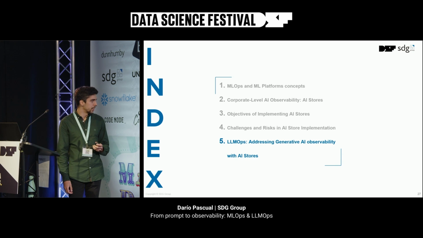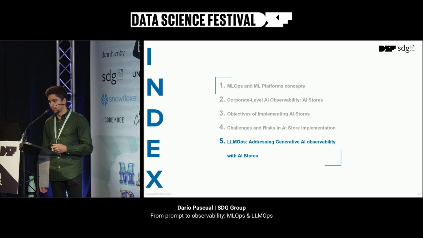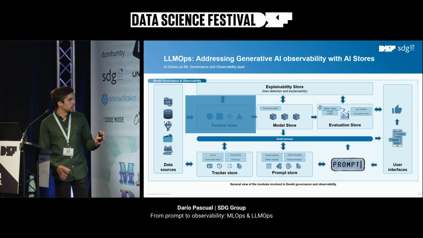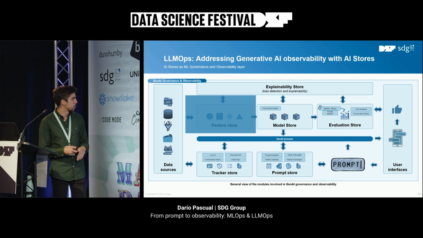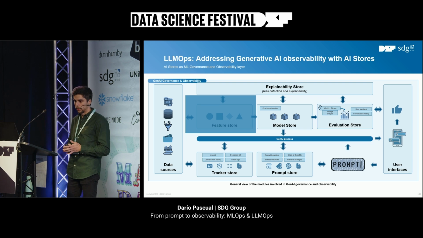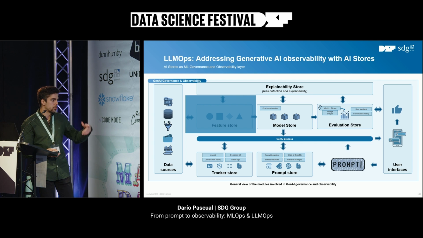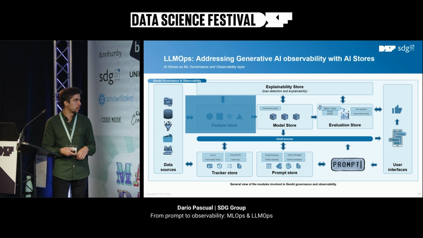Okay, and finally, last but not least, I want to show how we address observability, AI observability in generative AI platforms. Okay, so I create a new draw of how we introduce AI stores in Gen AI processes. We have more data sources because now we have unstructured data and maybe user documentation or company documents, whatever, can be introduced in our Gen AI platforms.